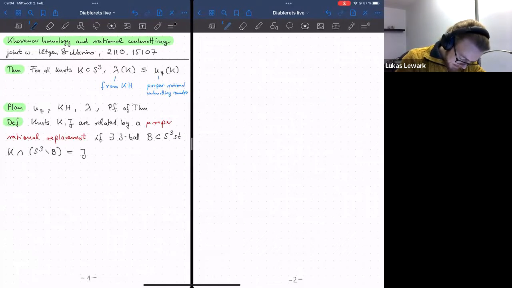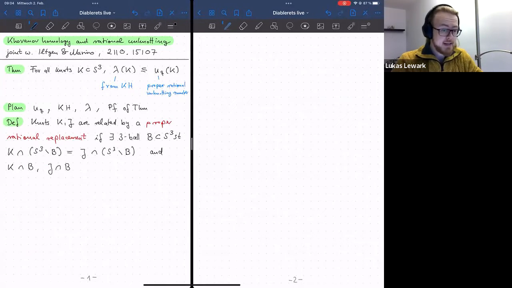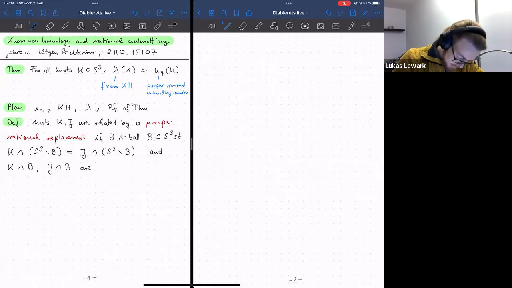So outside they are identical. And inside of the 3-ball, the intersections of both of these knots with the 3-ball are rational tangles, with the additional condition that they have the same connectivity. So let me tell you what that means.